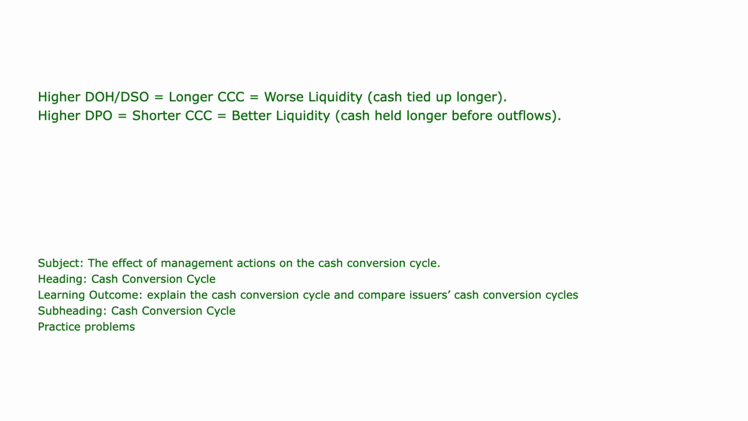A shorter CCC achieved by increasing DPO or decreasing DOH or DSO means an issuer converts inventory into cash more quickly. Maximizing supplier credit, high DPO, is a primary strategy to improve working capital because it leverages vendor financing to reduce the need for alternative funding.